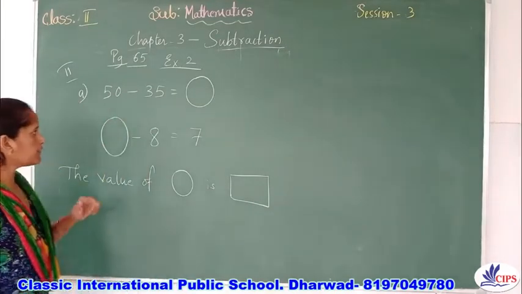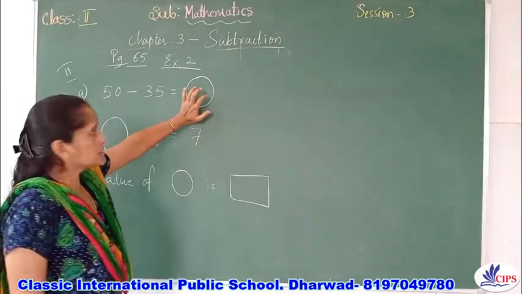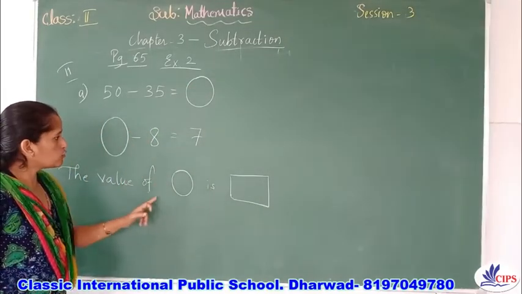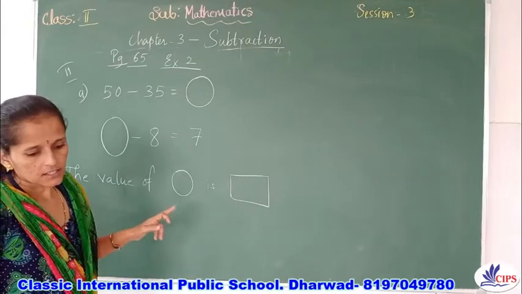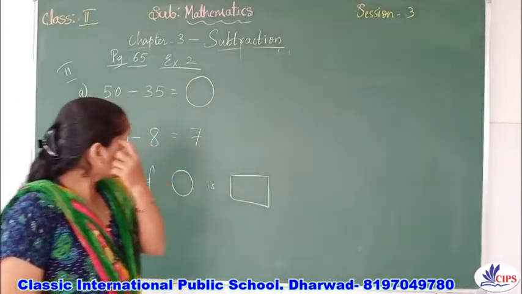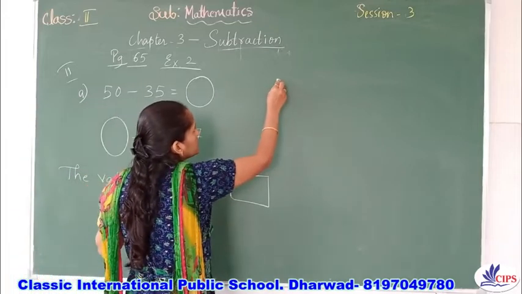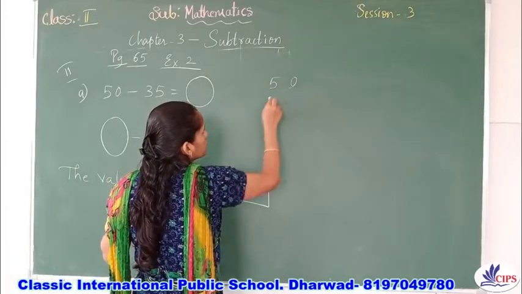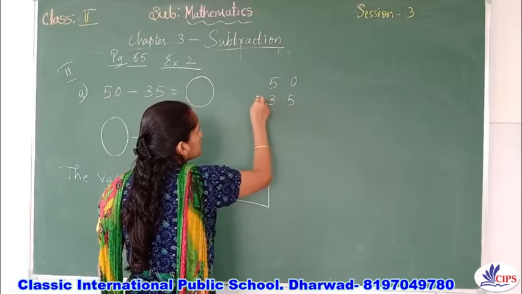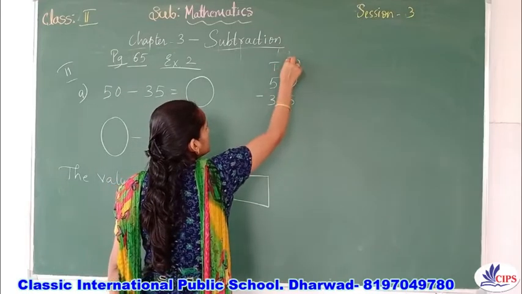50 minus 35, and whatever answer comes, that minus 8. So total, we'll see whether the answer is the same or not. 50 minus 35. I am doing it here, you can also do it in your textbook. 50 minus 35.